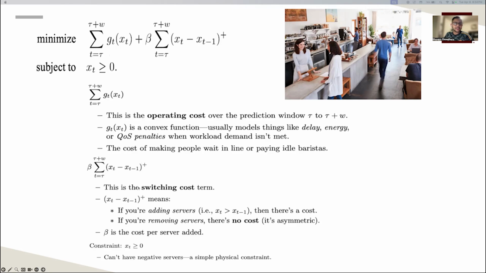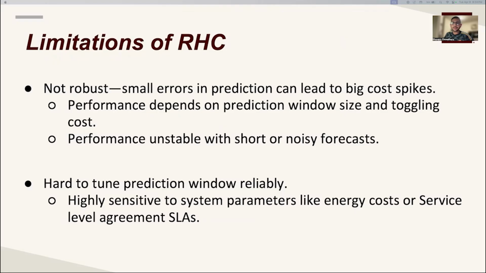The right half is switching cost terms. So basically, if you're adding servers or removing servers, and yeah, the constraint is you can't have negative servers, because you cannot have no baristas. So yeah. And then what's the catch?